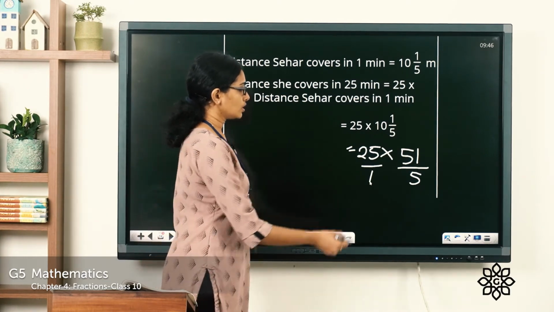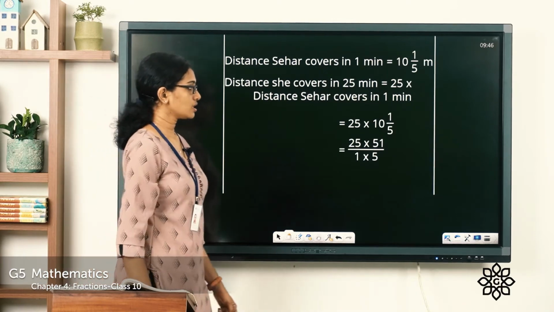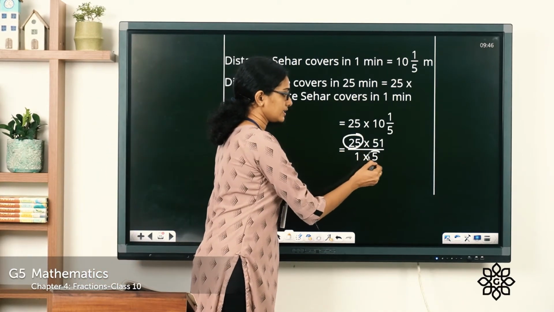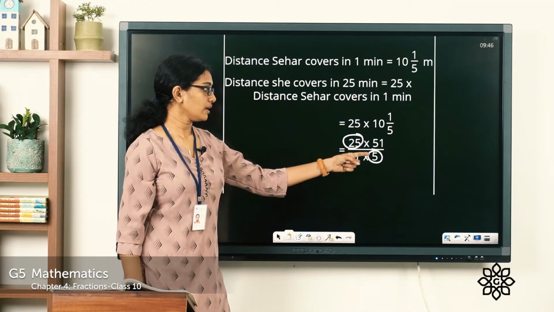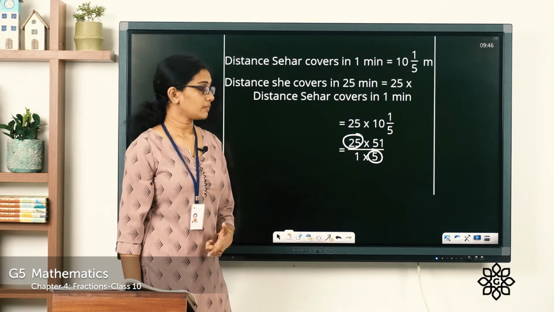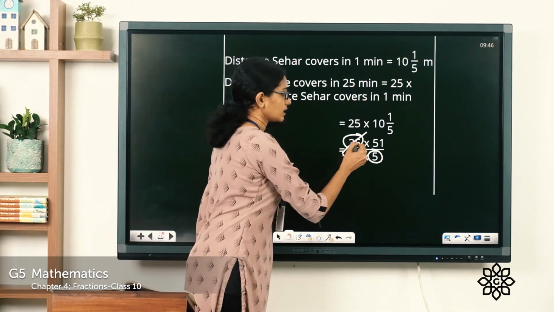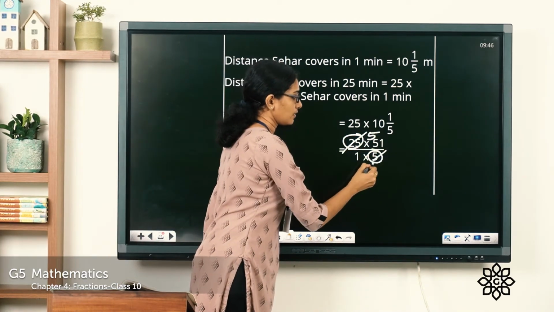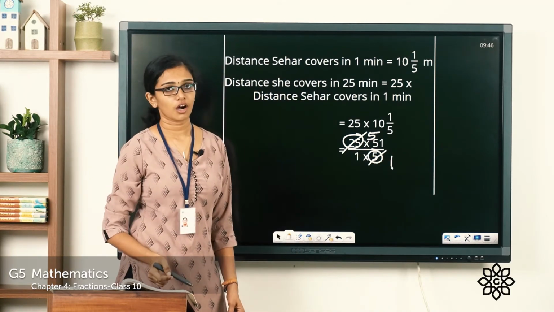Now, do you see some common factors for these numbers? Look at this 25 and this 5. Both are multiples of 5, right? So let's divide 25 and 5 by 5. So what is 25 by 5? It is 5. Now 5 divided by 5 is 1. So right now we have cancelled out the common factors.